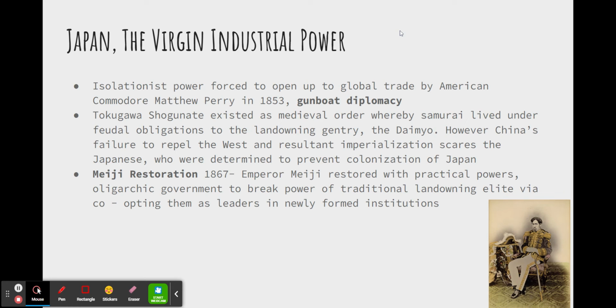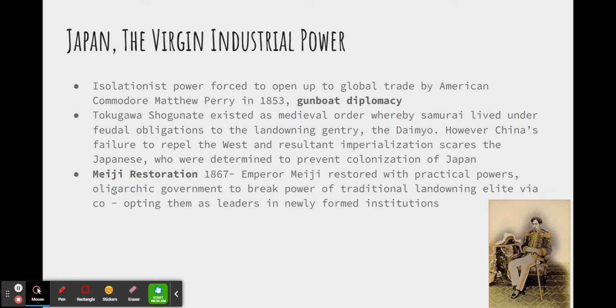Now, the state that the Japanese were accustomed to was their Tokugawa shogunate. It was this medieval political order whereby samurai lived under feudal obligations to the landowning gentry, the group referred to as the daimyo. However, China's failure to repel the West and, of course, their resultant imperialization scared the Japanese. They were not going to let themselves become imperialized as, of course, the Chinese had. The Chinese had been chopped up into spheres of influence, whereby Western nations absolutely dominated their port cities.